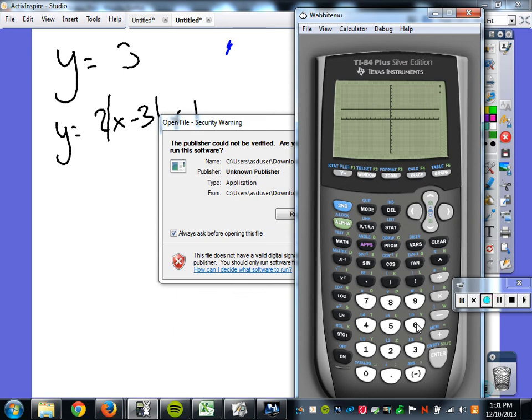There's y equals 3. It grabbed it for you? Wait, what did you push? Wait, zoom what? No, we just go down to 6. Zoom 6, yeah. So there's the graph. Mine didn't work. That's cool. Okay.